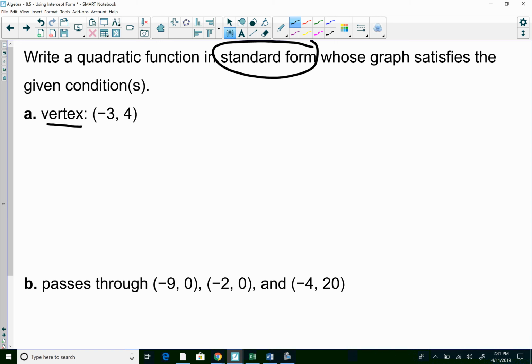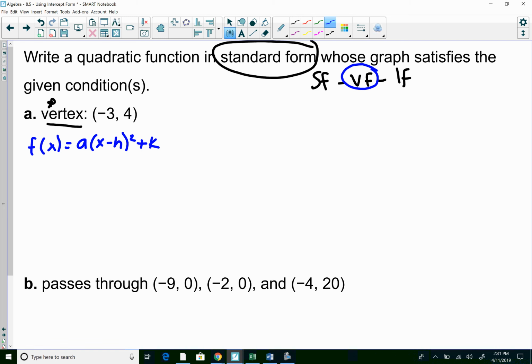Now, which of our three forms? Just starting to think about it, we've got standard form, we've got vertex form, and we have intercept form. Let's just start thinking, which of the three forms do you think would probably make the most sense? I mean, we're given the vertex, so hopefully that's a really big clue. Vertex form is probably going to be our go-to. Now remember, vertex form is going to be in the form a(x minus h) squared plus k.